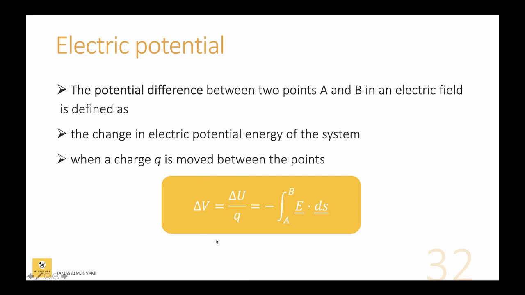So on the left here we already discussed that delta V is the same as delta U divided by Q, and we define the U to be minus Q times this line integral. So when I divide by the Q, I'm just going to keep that it is minus the line integral of the electric field between points A and B. That's the potential.